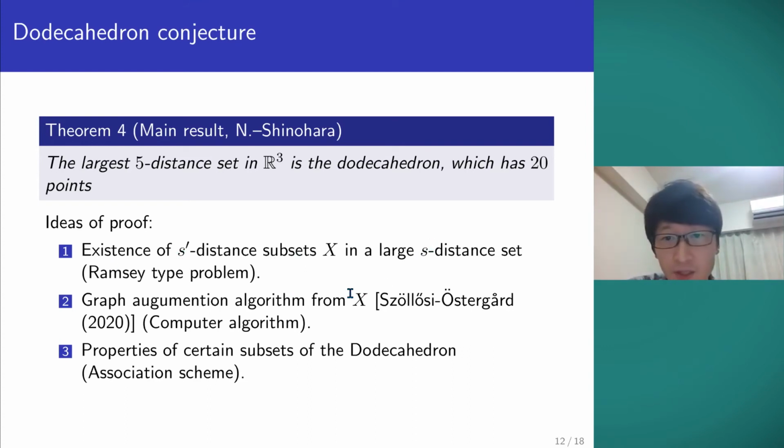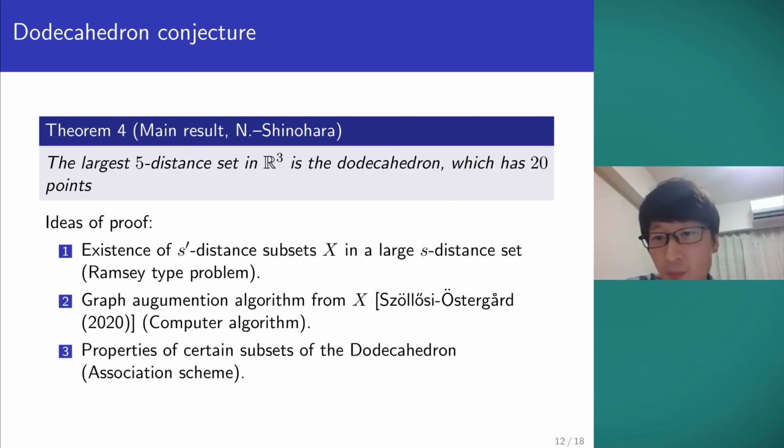First, we prove some existence of an S′-distance subset X in a large S-distance set. This is a kind of Ramsey-type problem. For a large S-distance set, we have a good S′-distance subset. Usually S′ is less than S. Originally, the Ramsey problem is that there are large cliques or co-cliques in large graphs. Yeah, that's the same type of problem. First, we prove the existence of S′-distance subsets X, actually relatively large X.